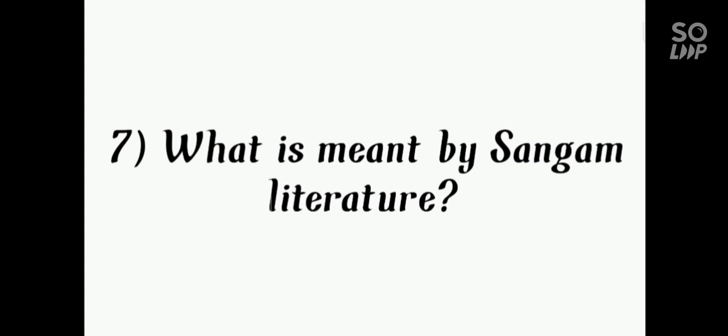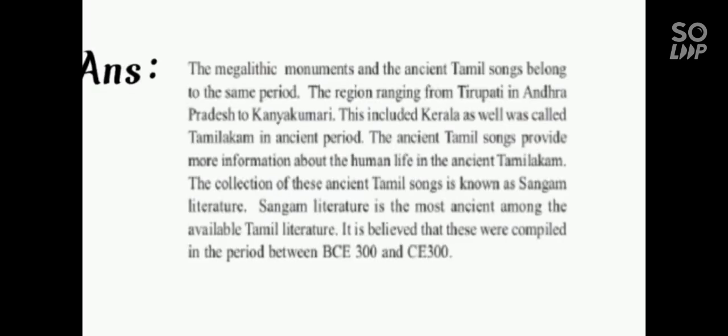What is meant by Sangam literature? The megalithic monuments and the ancient Tamil songs belong to the same period. The region ranging from Tirupati in Andhra Pradesh to Kanyakumari, which included Kerala as well, was called Tamilakam in the ancient period. The ancient Tamil songs provide more information about human life in ancient Tamilakam. The collection of the ancient Tamil songs is known as Sangam literature. Sangam literature is the most ancient among available Tamil literature. It is believed that these were compiled in the period between BCE 300 and CE 300.